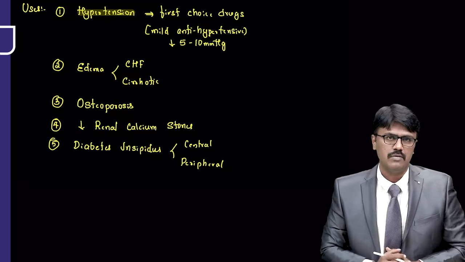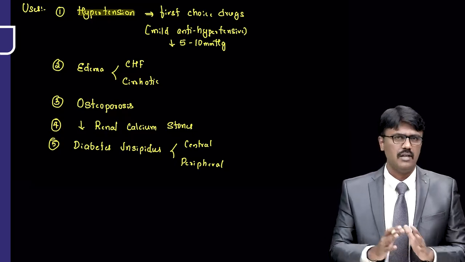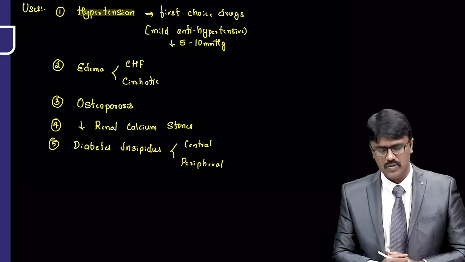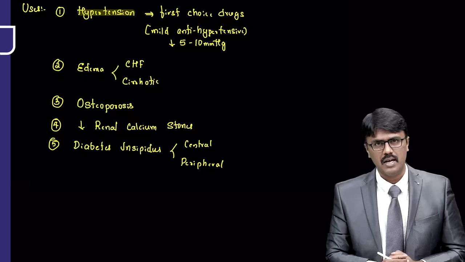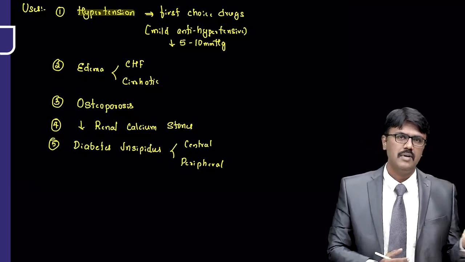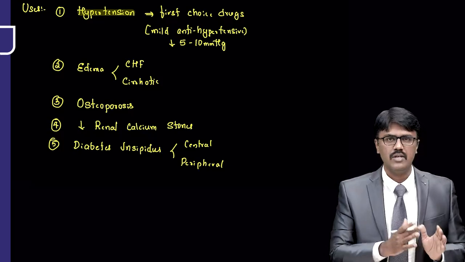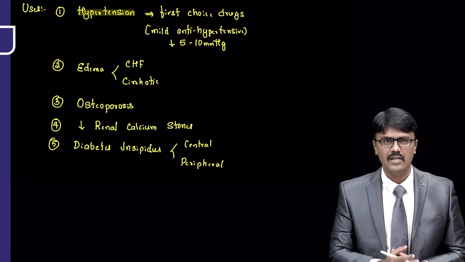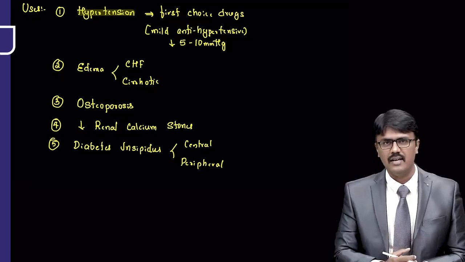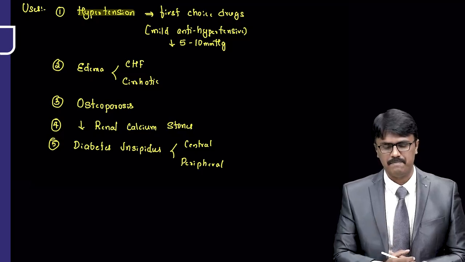Remember, the major use of thiazide diuretics is in hypertension. They are the first choice. They are mild antihypertensives, used in edema conditions. We use it in osteoporosis because they retain calcium and decrease the risk of calcium stones, and they are used in diabetes insipidus. Why are they used in diabetes insipidus? What is their paradoxic effect? I will discuss that in the next video, that is antidiuretic.